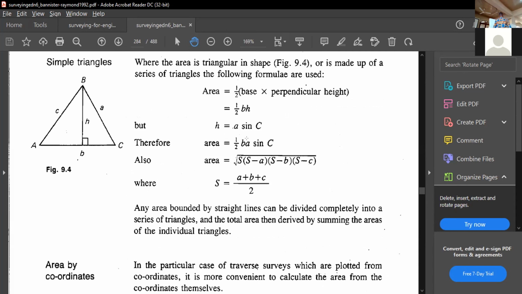All right. So the area for the basic shapes are very easy. Let me look at the triangle. What's the area of a triangle?